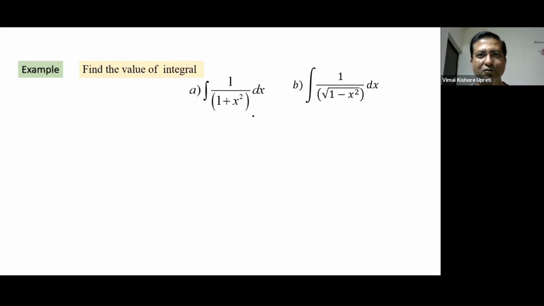So these are the two most interesting integrations that frequently occur in problems in physics. That's why I'm dealing with them separately.